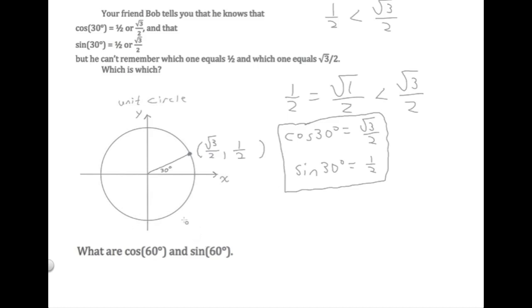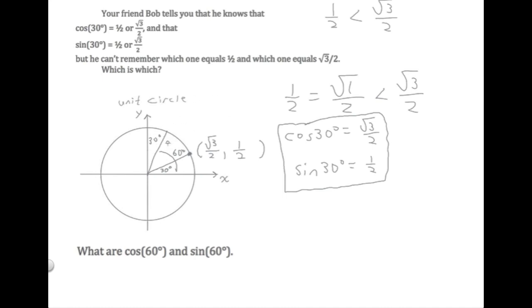Well, the key thing to realize is 60 degrees would be something like this. This would be an angle of 60 degrees. Do you see that, just like this was 30 degrees from the x-axis, this is 30 degrees from the y-axis, right? 60 degrees is 30 degrees from the y-axis, because 60 and 30 is 90.